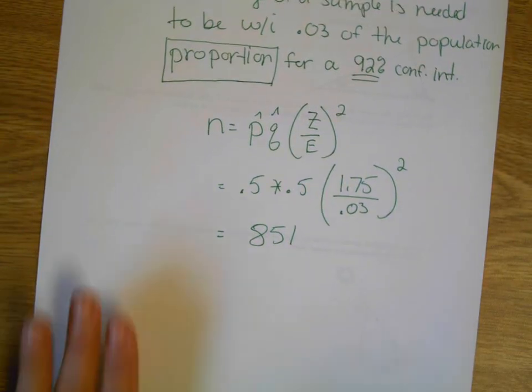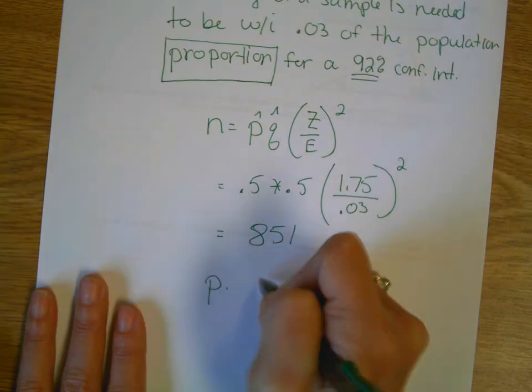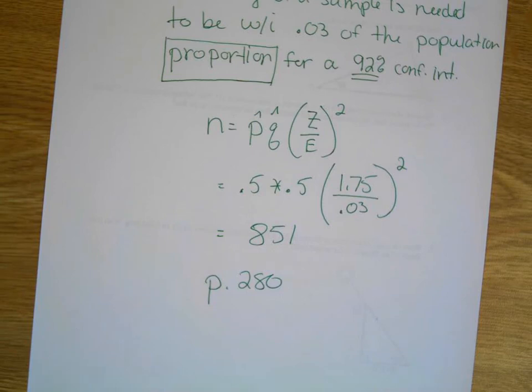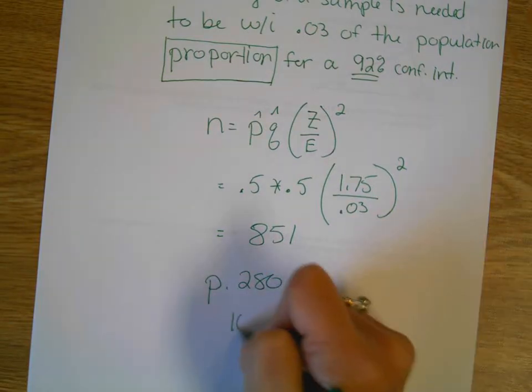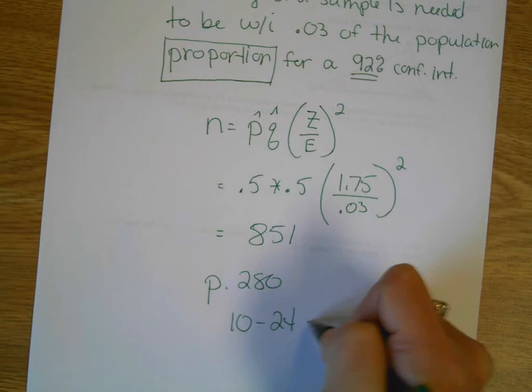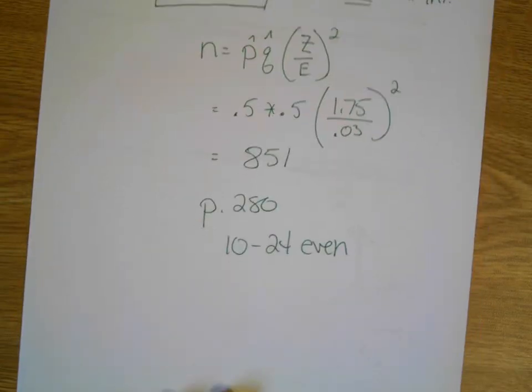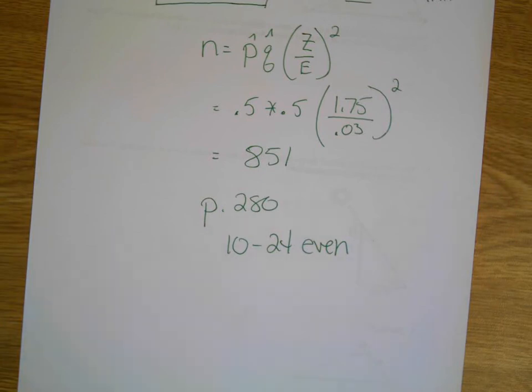Okay. Page 280. Oh my gosh, I see it. What if it's 820 people. 10 through 24, even. Okay.